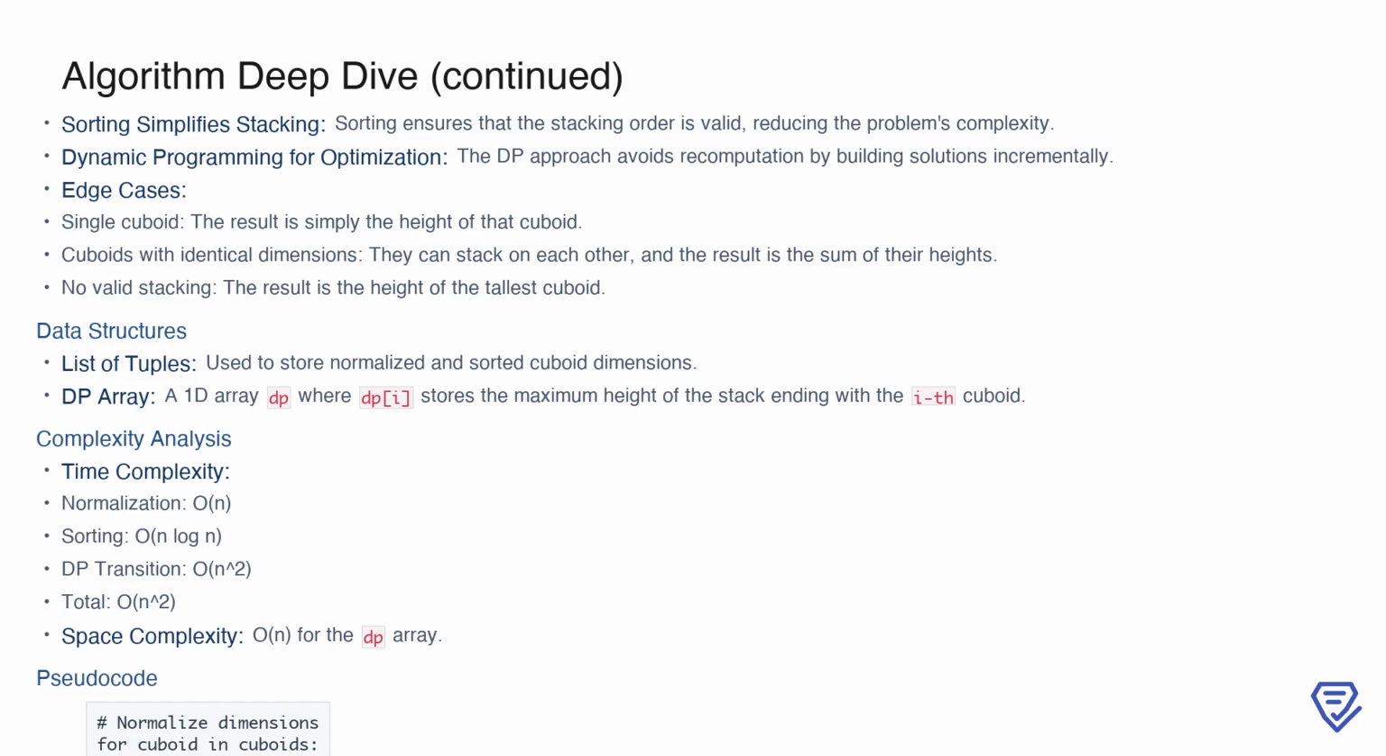For data structures, we use a list of tuples to store the normalized and sorted dimensions and a 1D array dp to track the maximum heights. In terms of complexity, normalization takes O(n), sorting takes O(n log n), and the dynamic programming step takes O(n squared), resulting in an overall time complexity of O(n squared). The space complexity is O(n), as we only need the dp array.